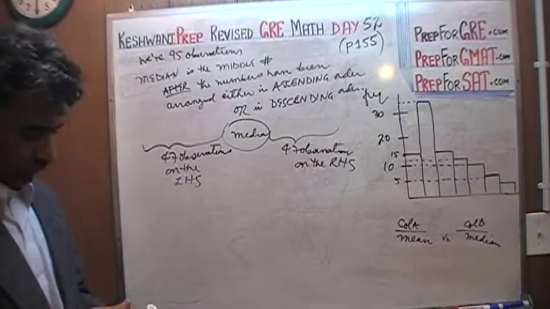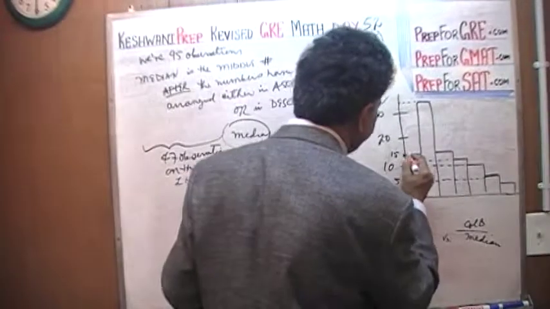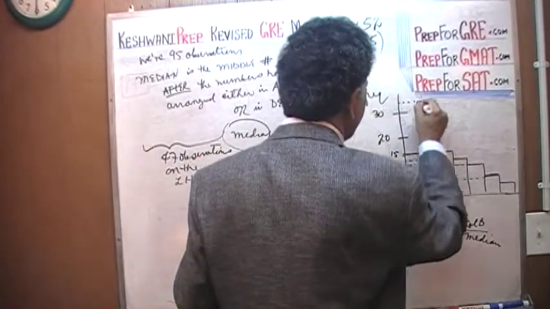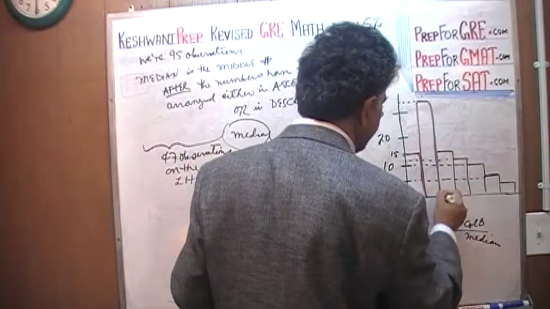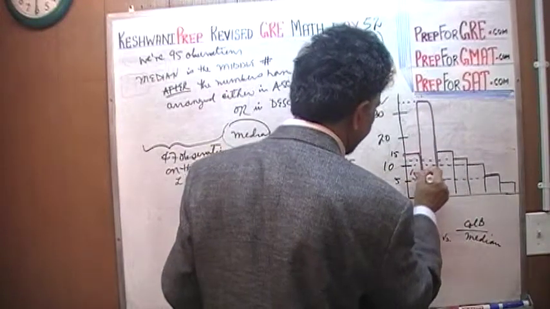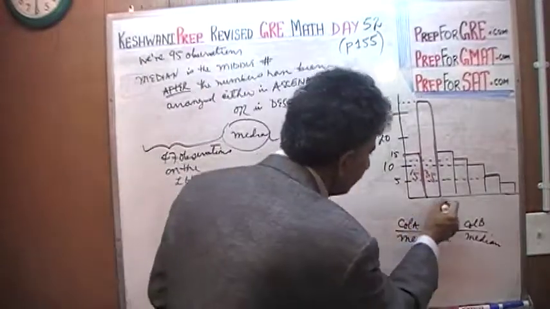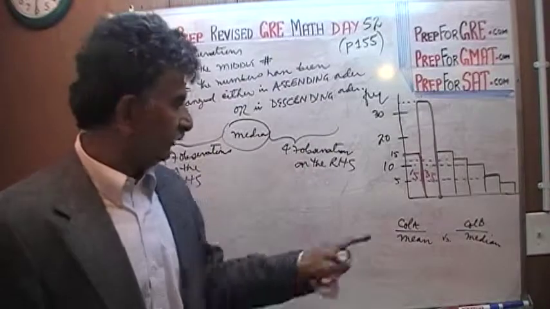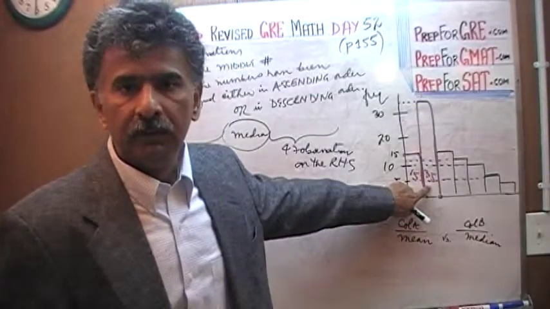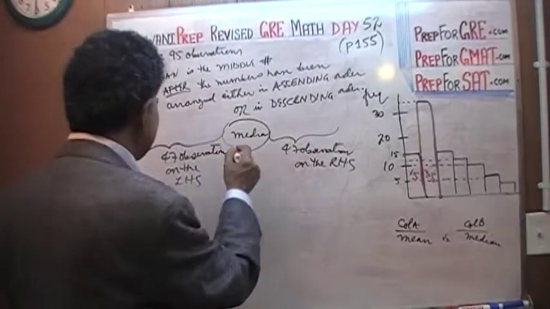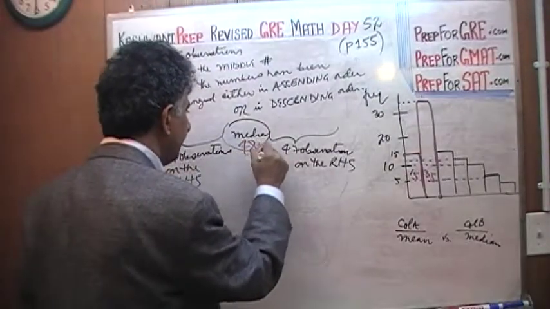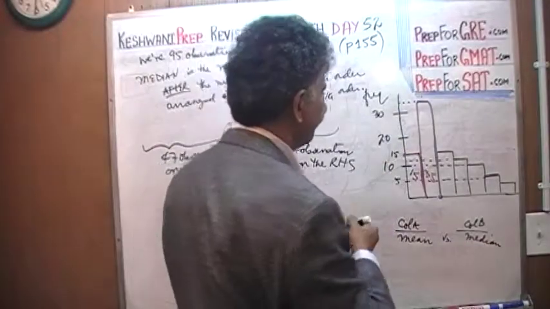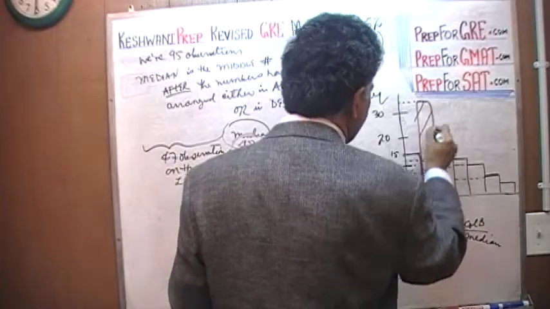Well, that's very easy to find out. Why? Because we have 15 of them here, and then we have 35 of them here. Just the sum of these 15 and these 35, by the time you get to the end of the second bar, we have 50 observations. 15 plus 35. Which implies that the 48th observation falls somewhere in here.